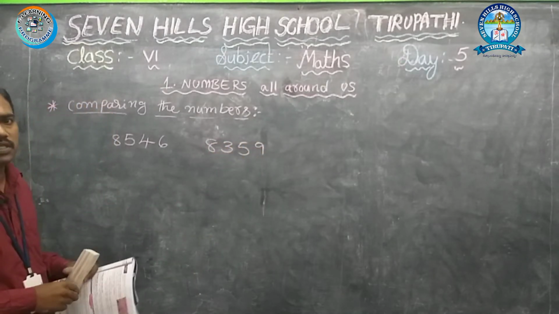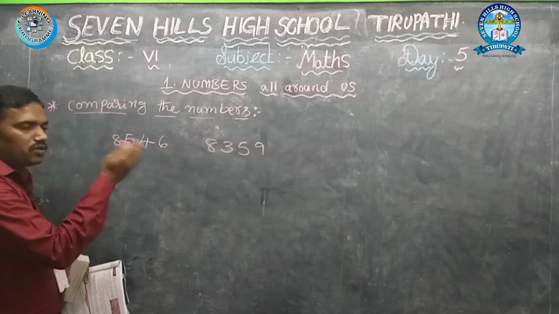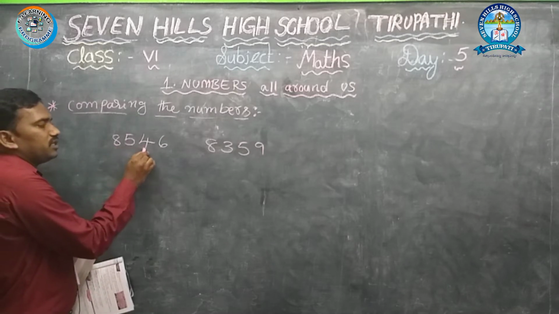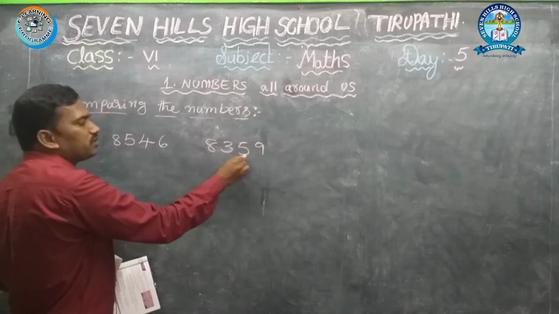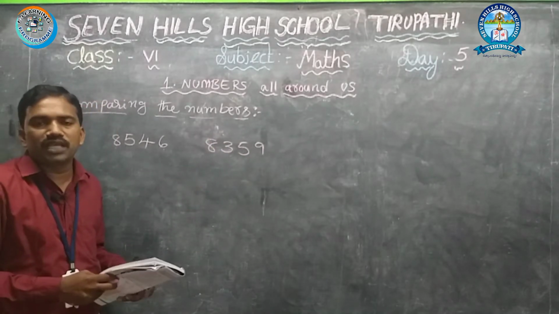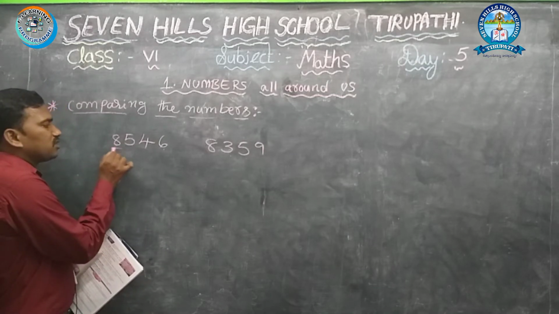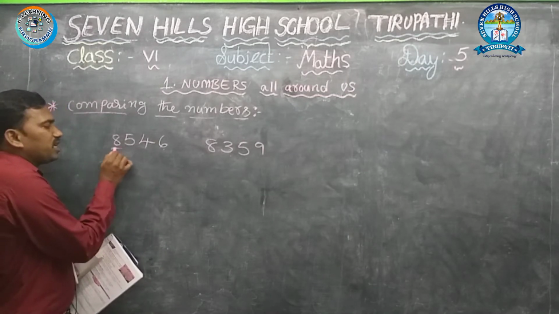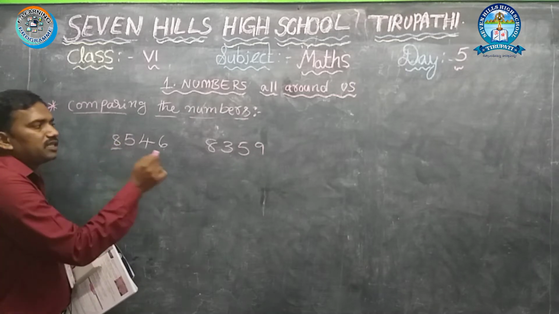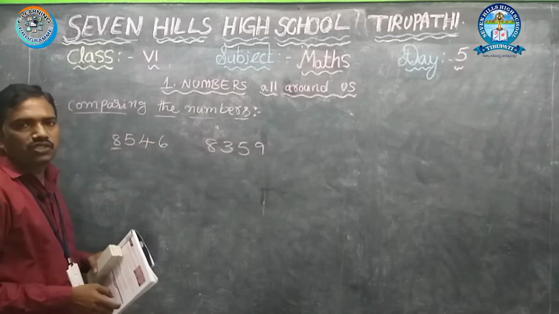Here one more example is there. First of all, to compare the two numbers, we want to count the digits. 1 2 3 4. 1 2 3 4. Both numbers have 4 digits. Now here the highest place is thousands. In the thousands place the digit is 8, and here also in the thousands place the digit is 8. 8 is equal to 8, right?